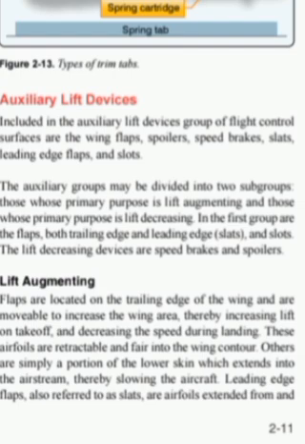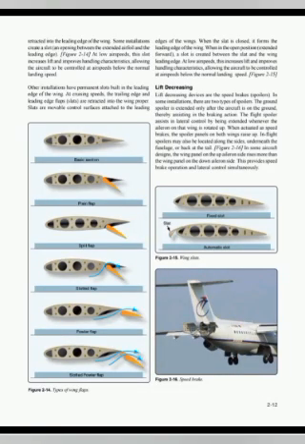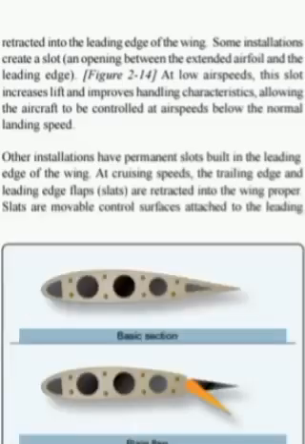Leading edge flaps are also referred to as slats. They are airfoils extended from and retracted into the leading edge of the wing. Some installations create a slot, an opening between the extended airfoil and the leading edge.